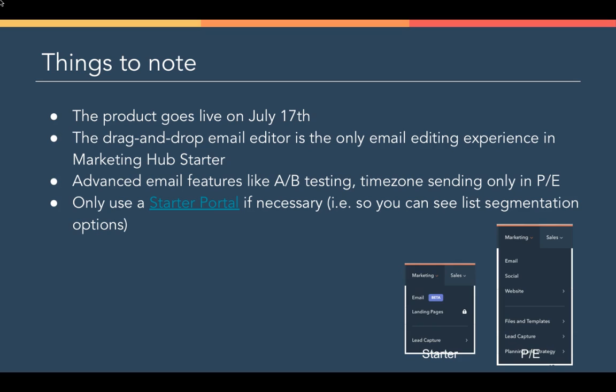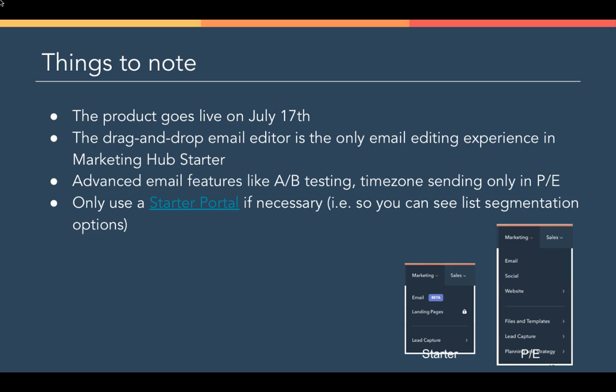Now, the other piece here, the third bullet down, some advanced features are still only going to be made available in Pro and Enterprise. So A/B testing, time zone sending, right? If they do have a sophisticated email strategy, Marketing Hub Starter won't always be a good fit. So that's just something you're going to have to qualify within your sales process.